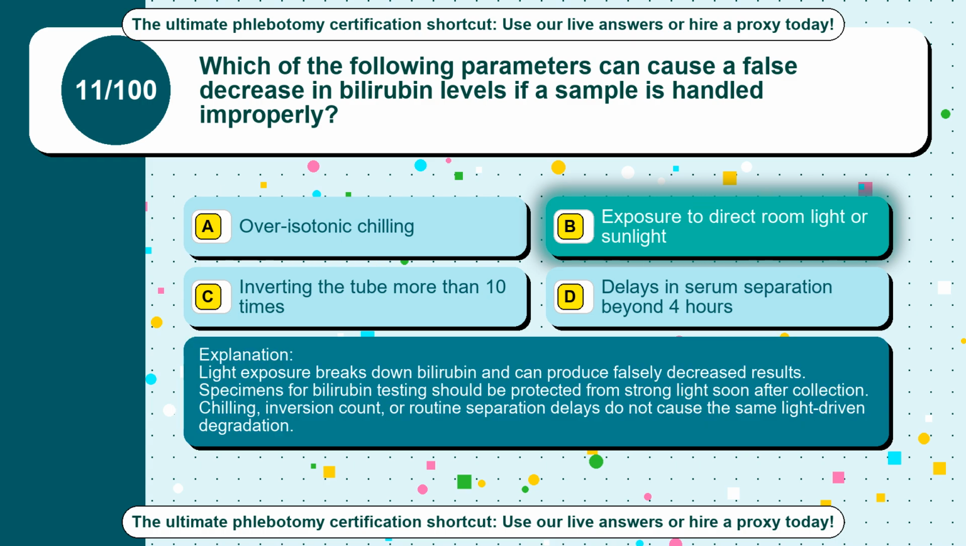Light exposure breaks down bilirubin and can produce falsely decreased results. Specimens for bilirubin testing should be protected from strong light soon after collection. Chilling, inversion count, or routine separation delays do not cause the same light-driven degradation.